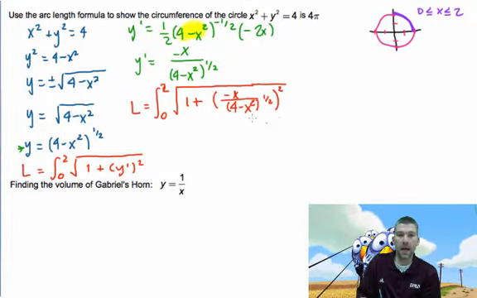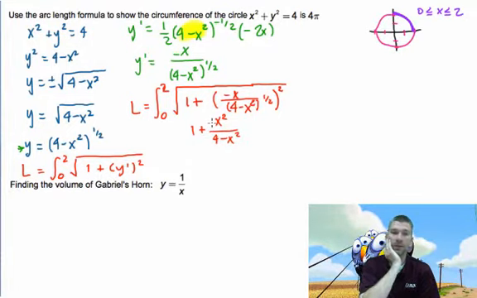Okay, go ahead and simplify this one step. This would be 1 plus, and then negative x squared is positive x squared, and the square root of 4 minus x squared squared is 4 minus x squared. So I wind up with this fraction right here.